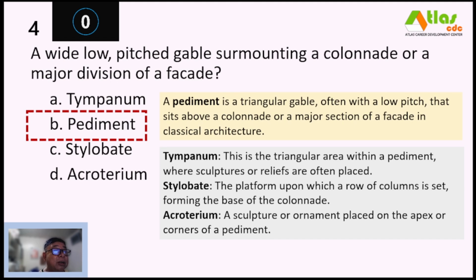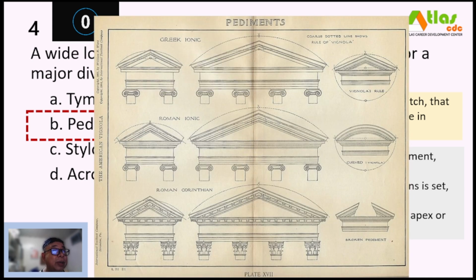A tympanum is the triangular area within the pediment, yung nasa loob ng pediment, no? Where sculptures or reliefs are often placed. A stylobate is the platform upon which a row of columns is set, forming the base of the colonnade. And acroterium is a sculpture or ornament placed on the apex or corners of a pediment. So ito yung types of pediments natin. No? Meron tayong Greek, Roman, and the Roman Corinthian. And ito yung type na tawag natin na broken pediment. We have the curve also, and the triangular one.